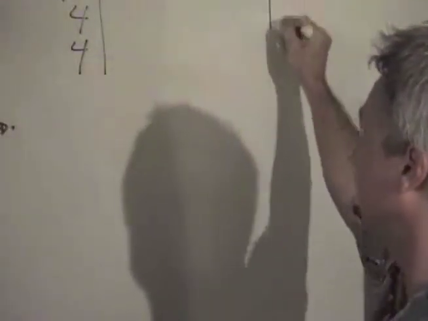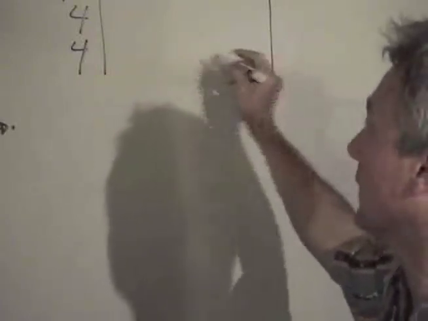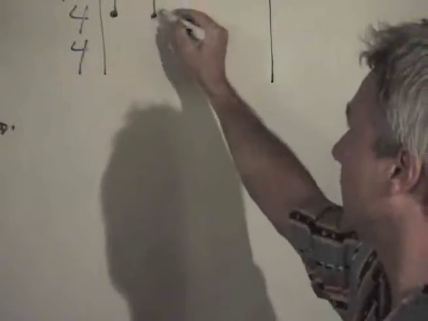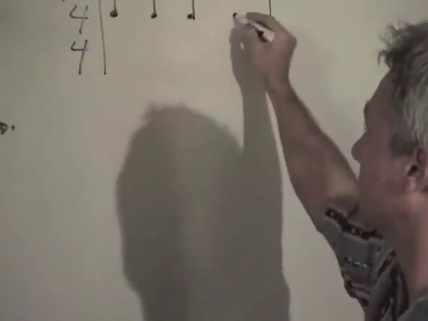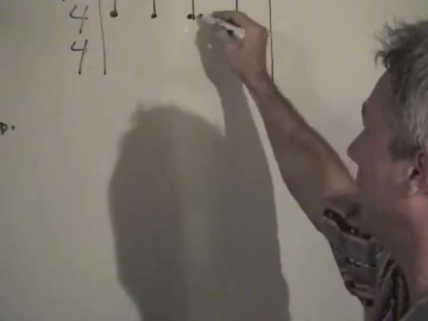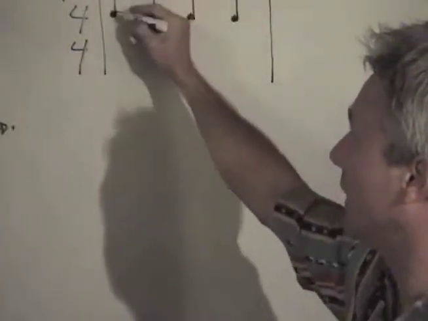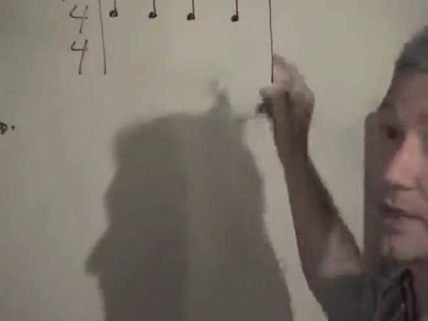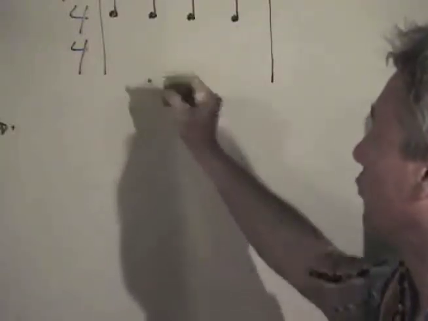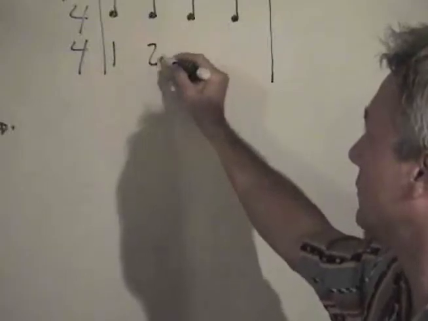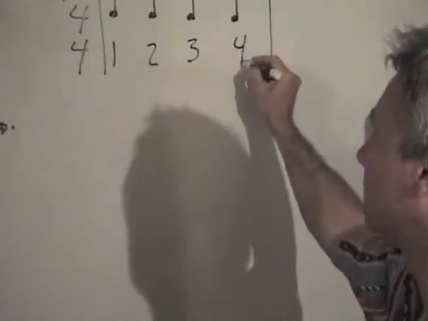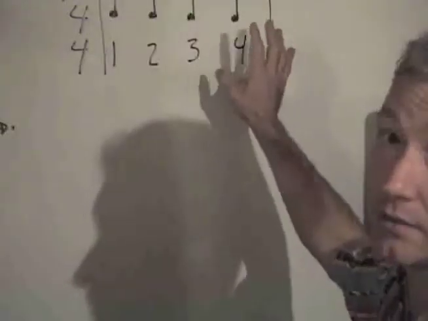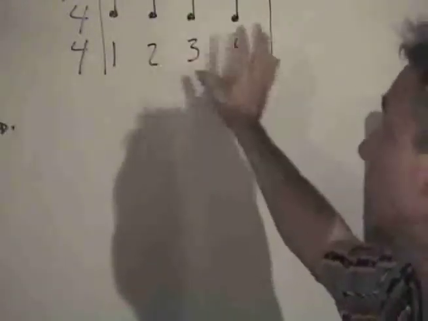So here's our measure of time. And if you saw these as notes, they would look like this, like a note head with a stem on it. And each of these takes up 1/4 of the measure. And we would count that 1, 2, 3, 4. That's if we actually played the quarter notes. That's what they would look like.